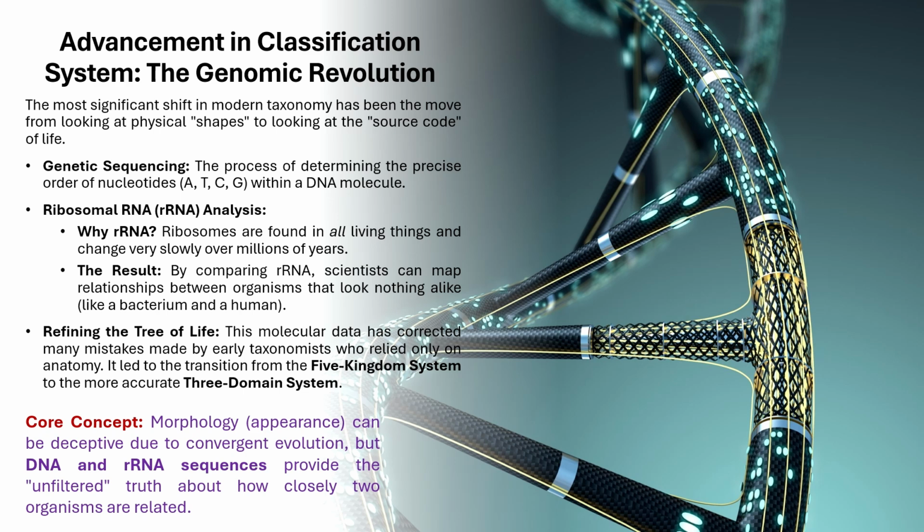So in the past, we grouped things by how they looked. Today, we group them by who they truly are, written in the language of their DNA. So, if the five kingdoms were not the final answer, then what is there? Let's look at the supergroups of life, that is, three domains.